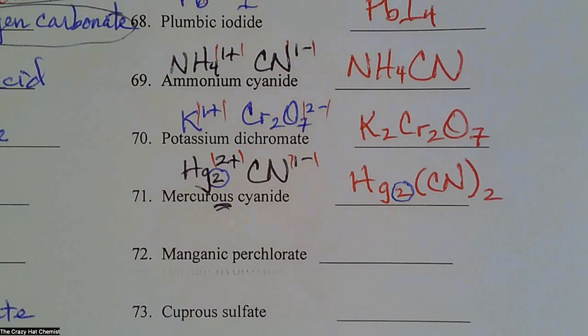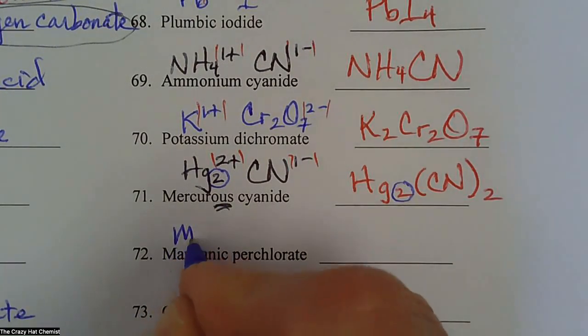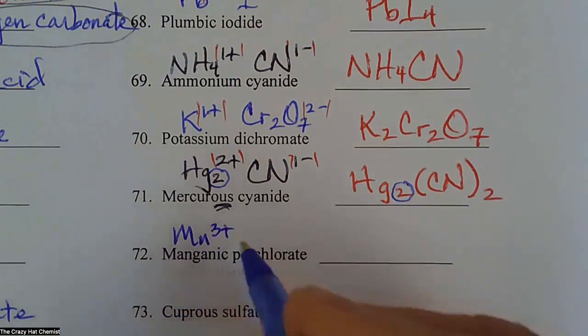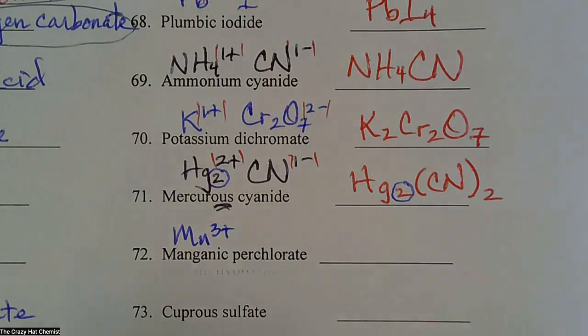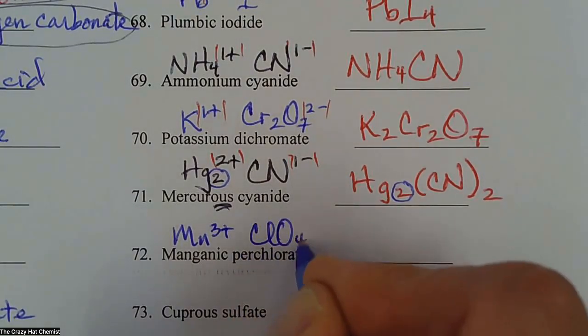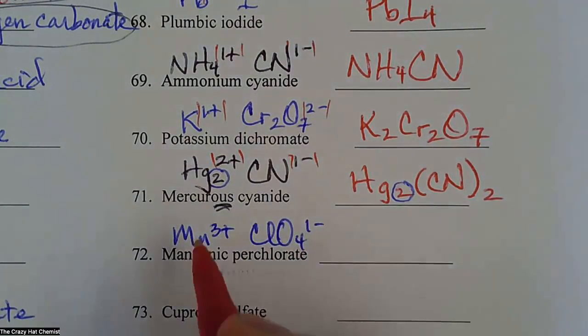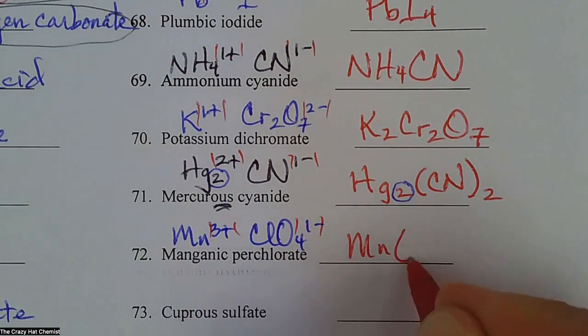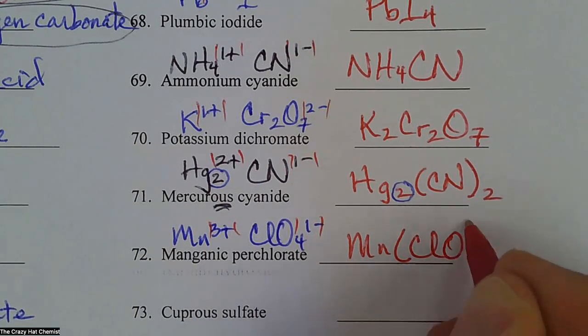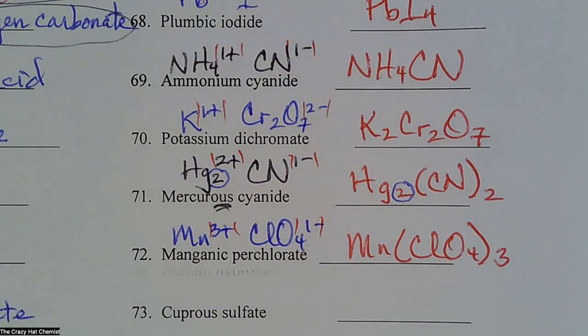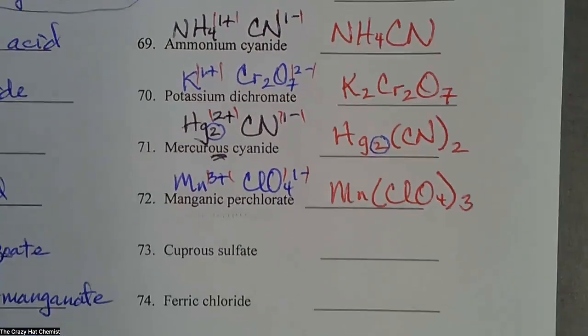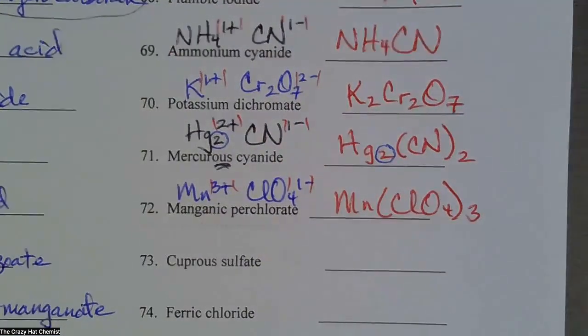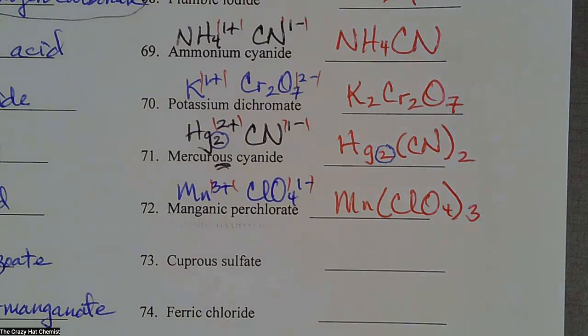The next one is manganic perchlorate, and that's manganese 3+, and then perchlorate is ClO4 1-, and you're going to take the absolute value of these two and get Mn(ClO4)3. Okay. All right, fantastic. I'm going to zoom on out here just a little bit so my hand isn't in the way as much. All right, cool.